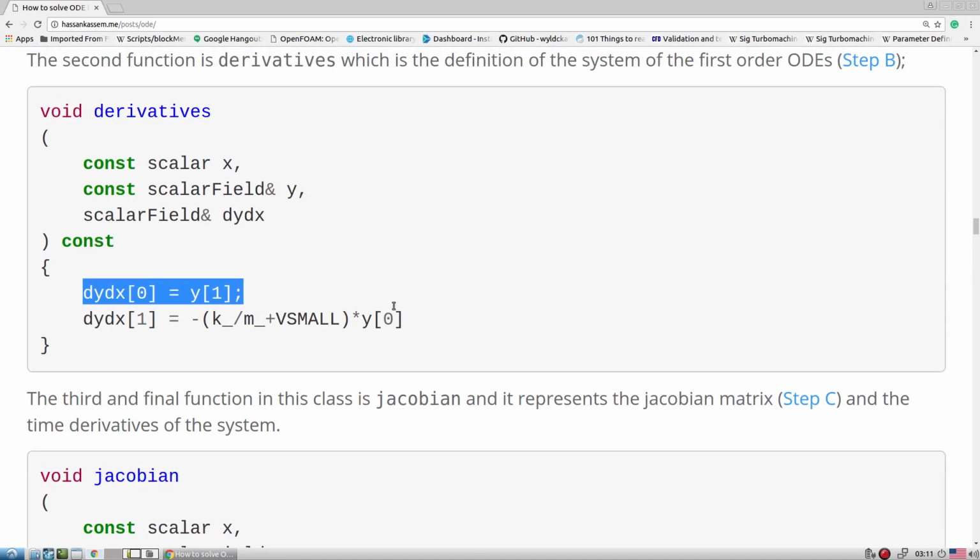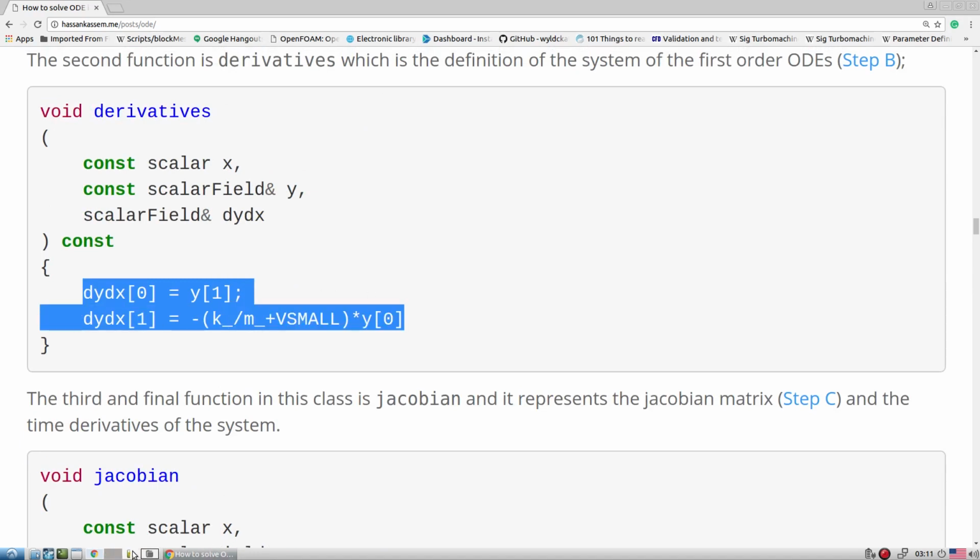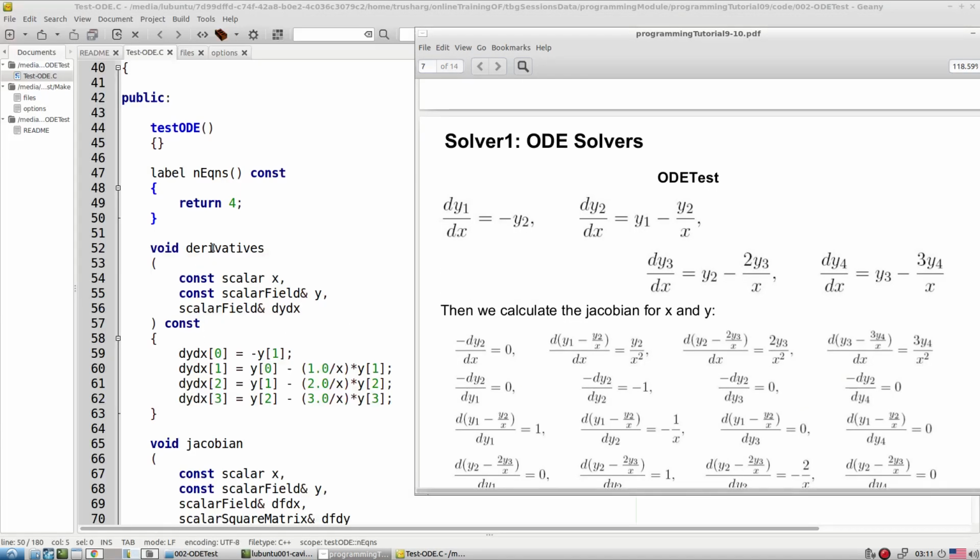So this is our first equation, derivatives. In a similar line, these are the derivatives. The number of equations in this case is 4, in the previous case it was 2. So it is a fourth order ODE, and we reduce it to 4 first order ODEs.